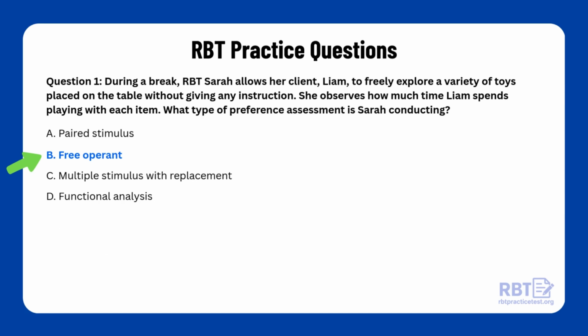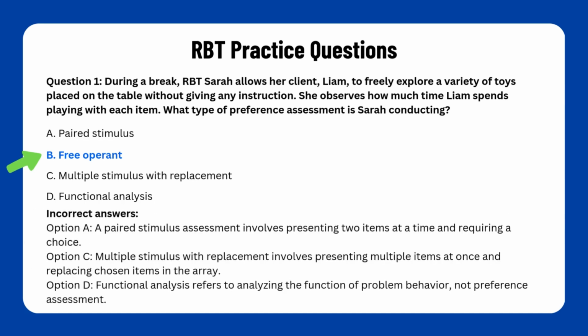Now for the wrong answers. A is incorrect because a paired stimulus assessment involves presenting 2 items at a time and requiring a choice. C is not correct because multiple stimulus with replacement involves presenting multiple items at once and replacing chosen items in the array. D refers to analyzing the function of problem behavior, not preference assessment.